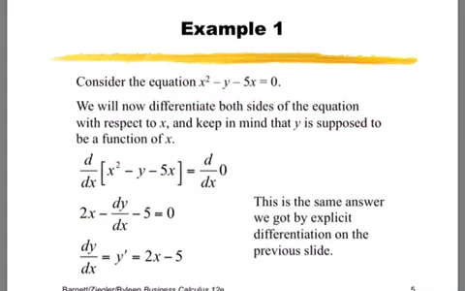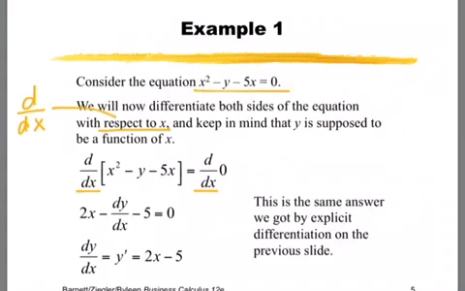Okay, so let's look at example 1. It says to consider the equation x squared minus y minus 5x equals 0. We will now differentiate both sides of the equation with respect to x, which is the same thing as taking d dx of both sides. Keep in mind that y is supposed to be a function of x. So, I take my x squared minus y minus 5x, and I take d dx of that. And then on the right side, I take d dx of the constant 0.